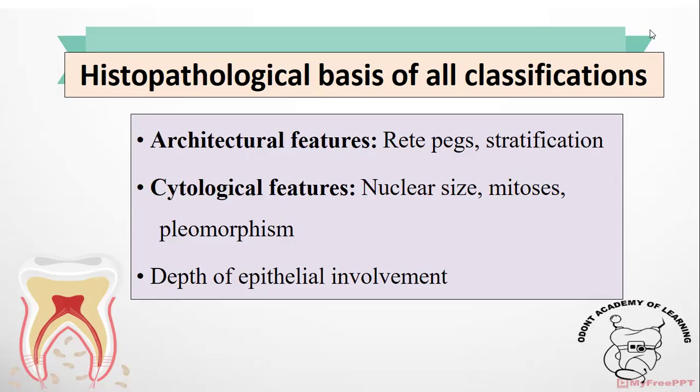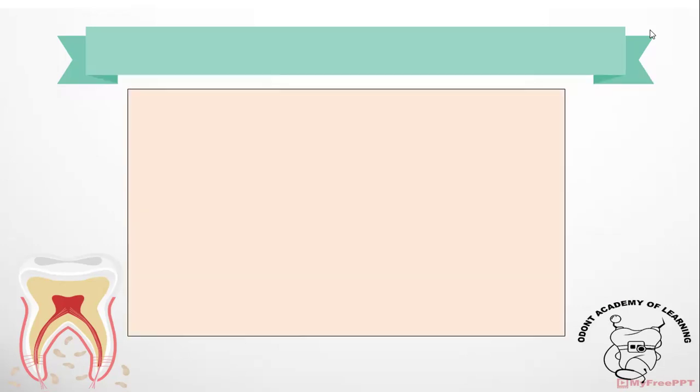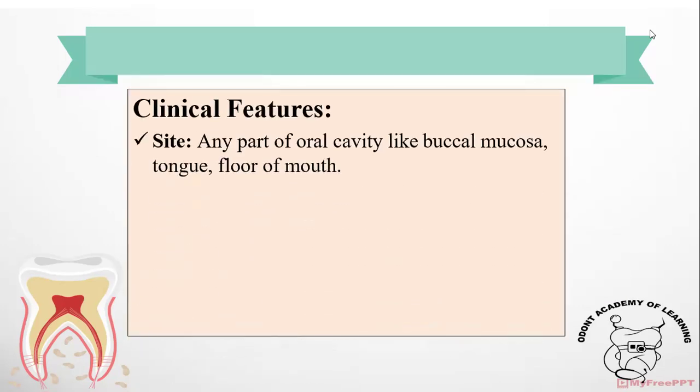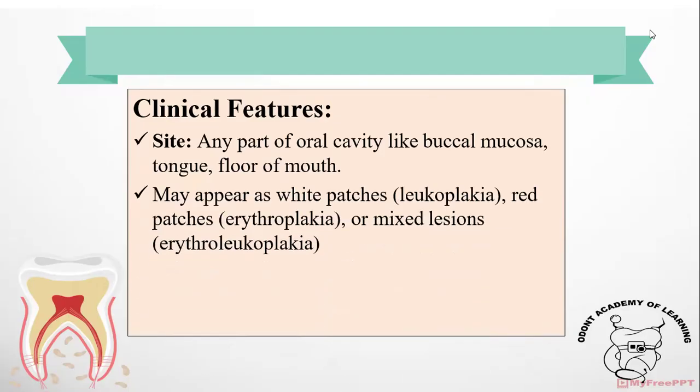So basically, the entire classification revolves around these three factors: architectural features, cytological features, and depth of epithelial involvement. Now, what are the basic clinical features when we come across a case of epithelial dysplasia? If we talk about the site, any part of the oral cavity, like the buccal mucosa, tongue or floor of the mouth, could be affected by dysplastic changes.